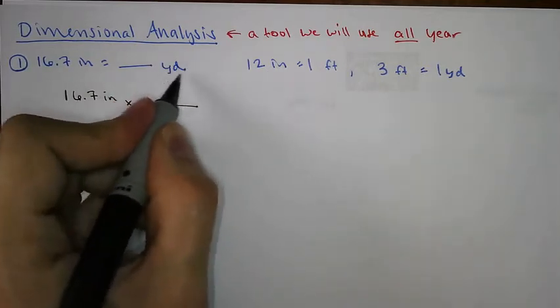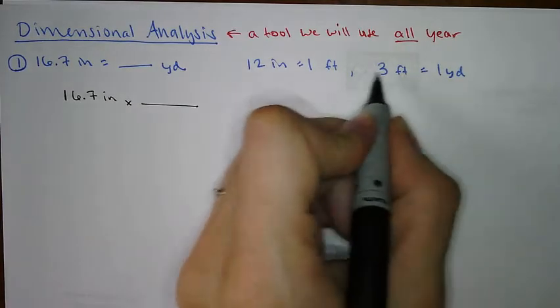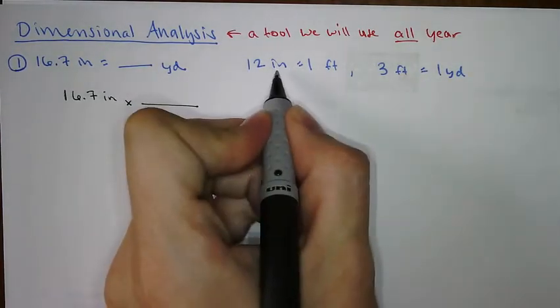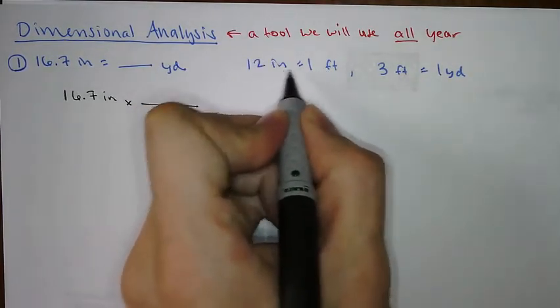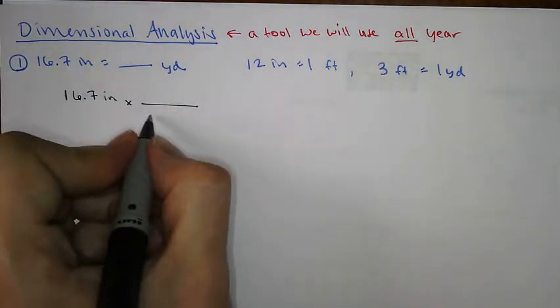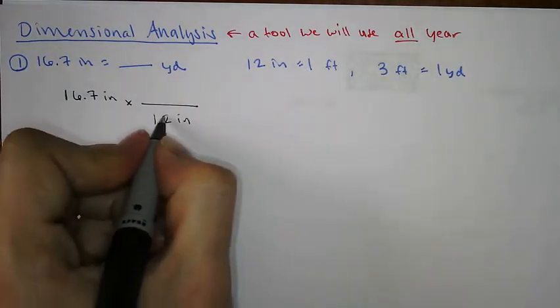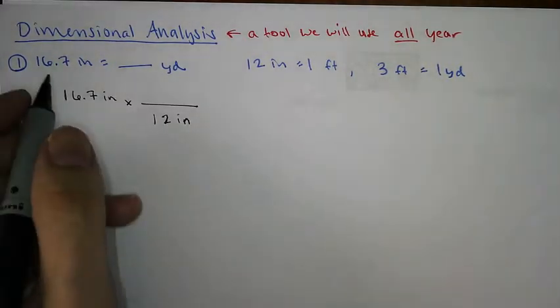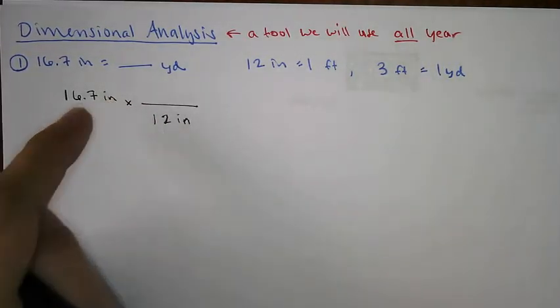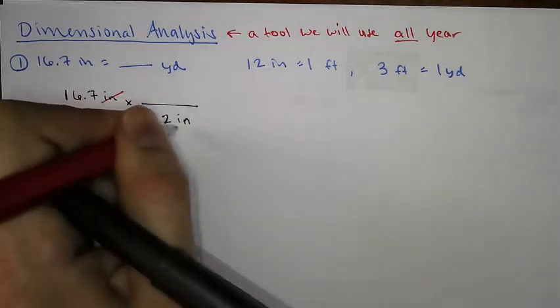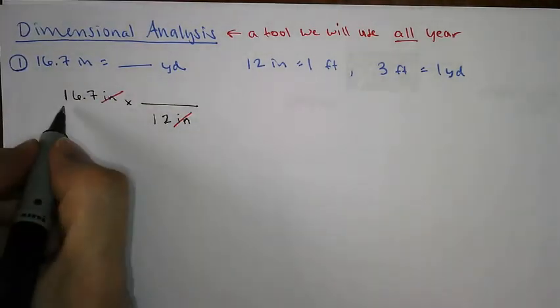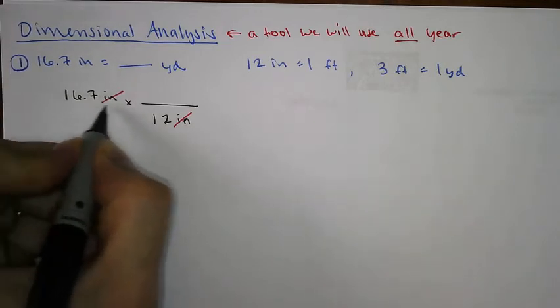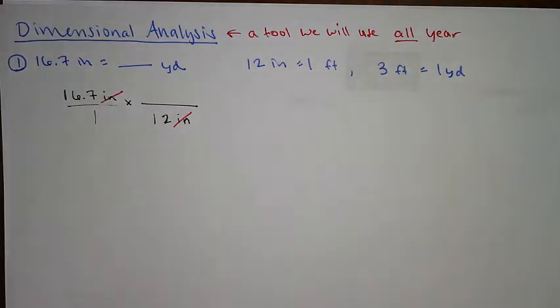until the only thing I'm left with is yards. Okay, so I'm going to look at my conversion factors, find one that has inches in it. Boom, there we go. 12 inches equals 1 foot. I'm going to put 12 inches on the bottom of this fraction. All right, my goal here is to make inches cancel. So I need one in the numerator and one in the denominator. So that makes that happen. Remember, 16.7 inches is just a whole number, so that's going to be in my numerator.